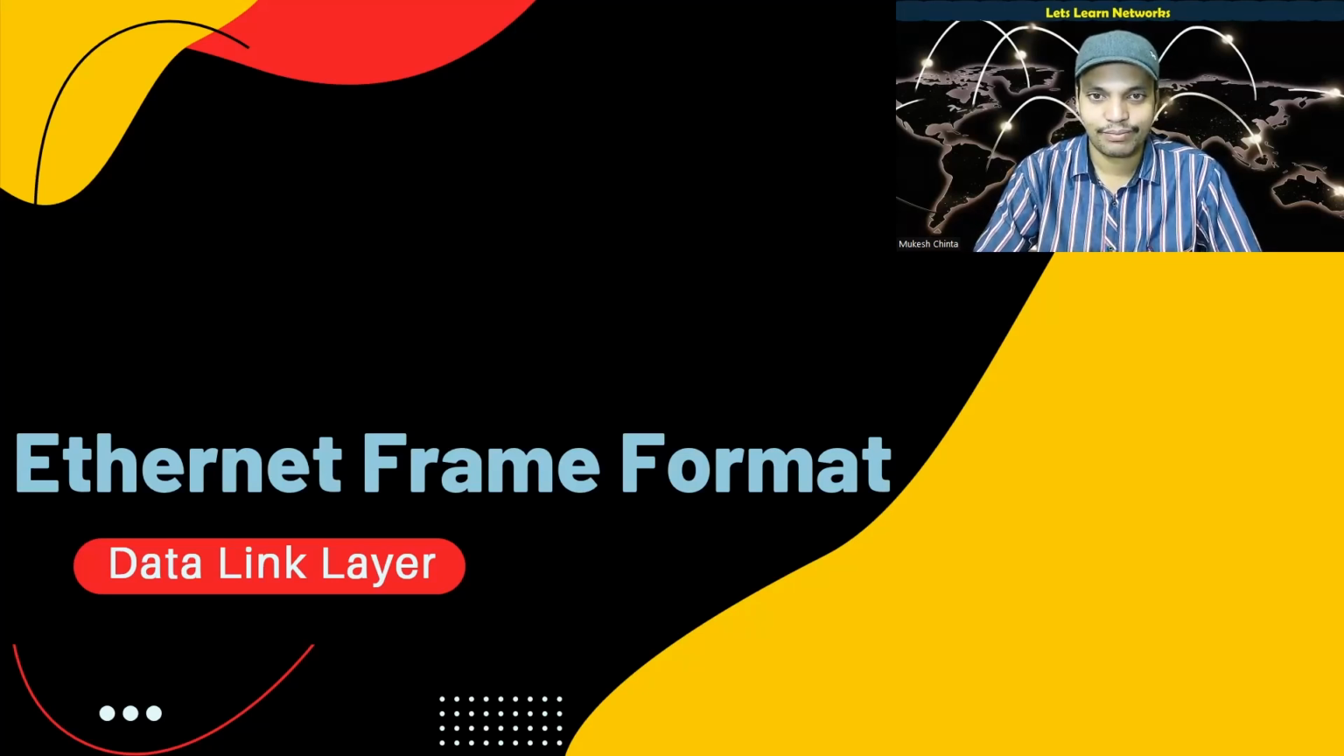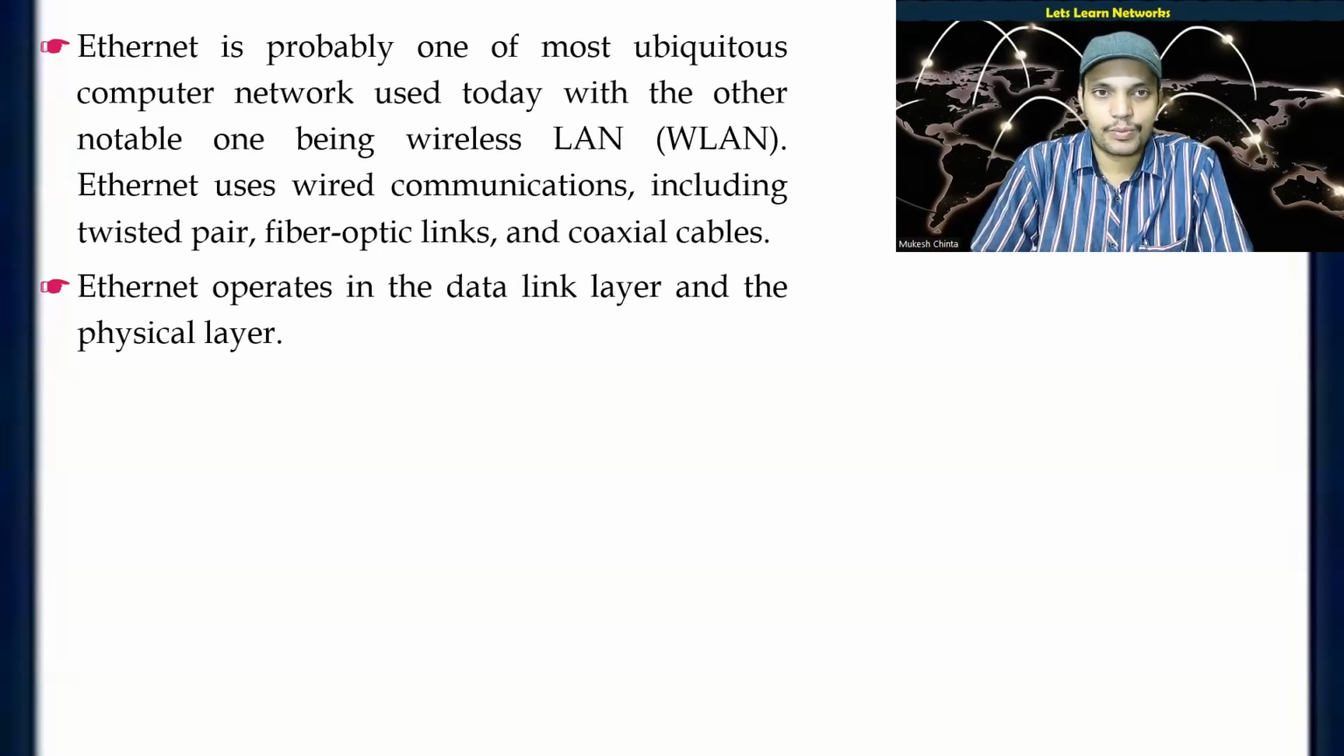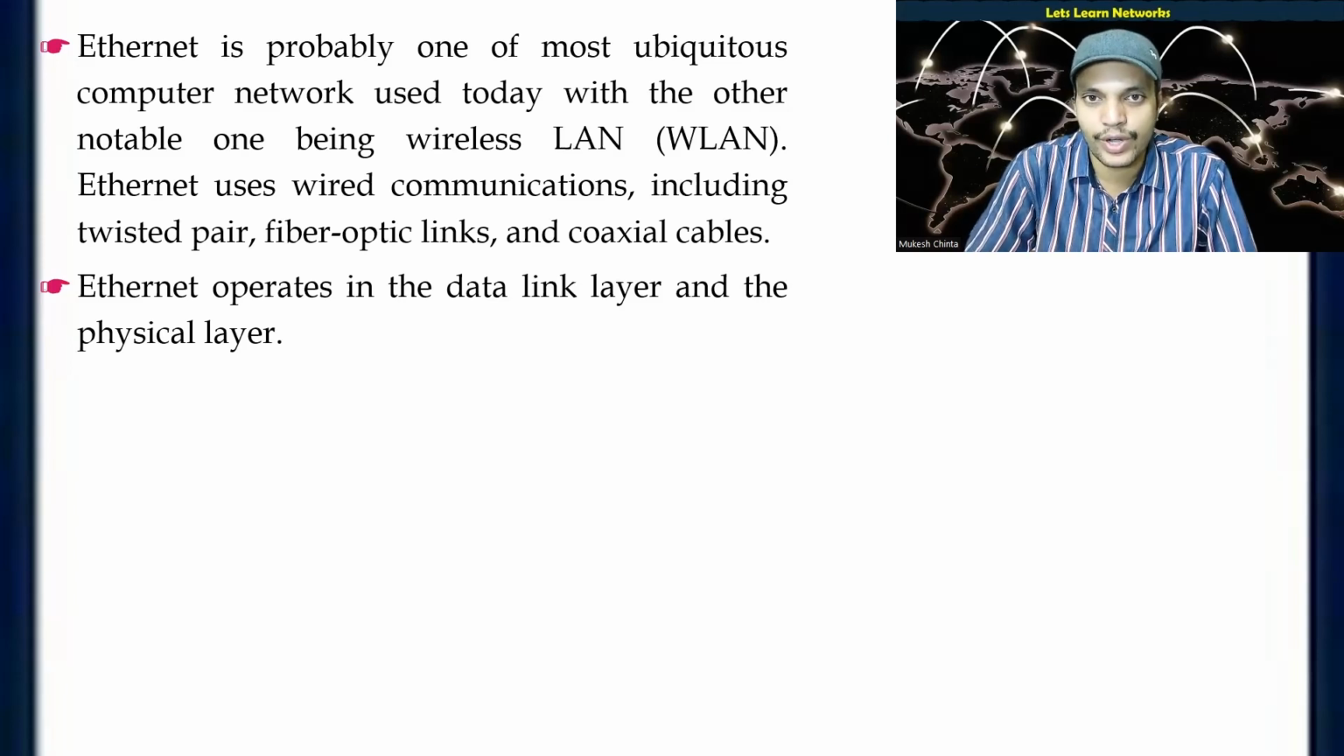All those things. So starting first, Ethernet is probably one of the most ubiquitous computer networks in use today, with the other one being the WLAN to connect local area networks. Ethernet, in contrast to your WLAN, uses physical communication links. So it uses wired communications, which include twisted pair cables, fiber optic links, or even coaxial cables. Ethernet operates in the data link layer and also in the physical layer.